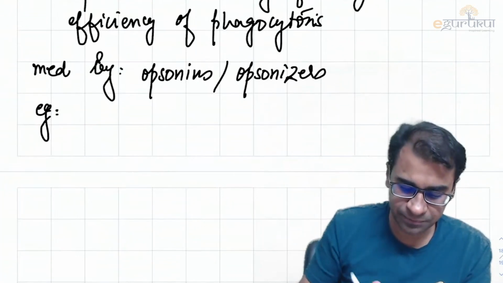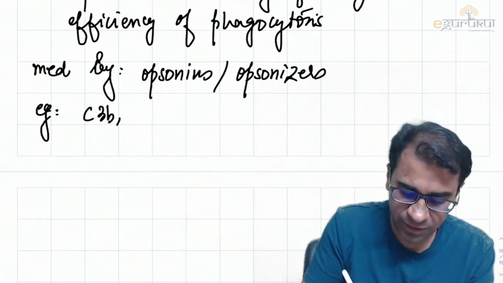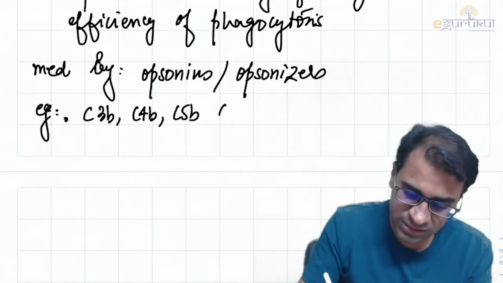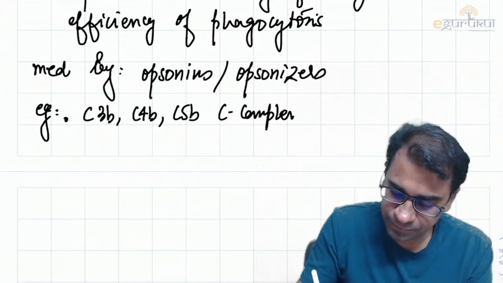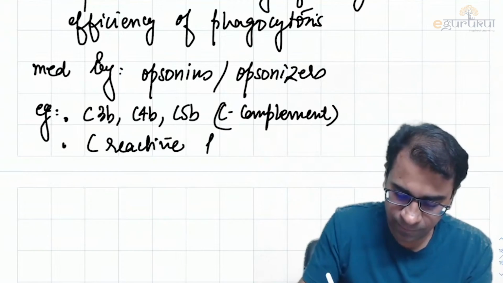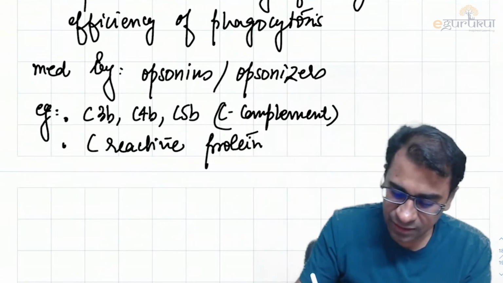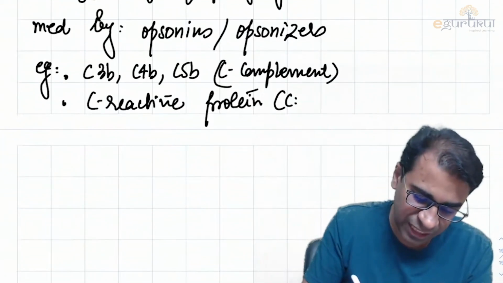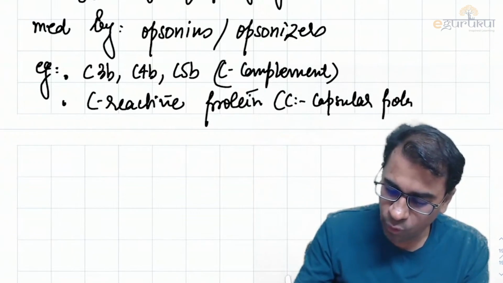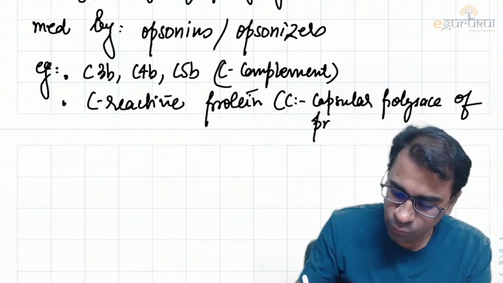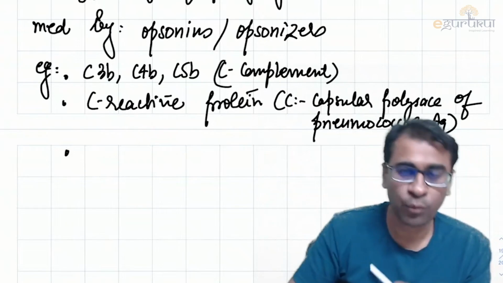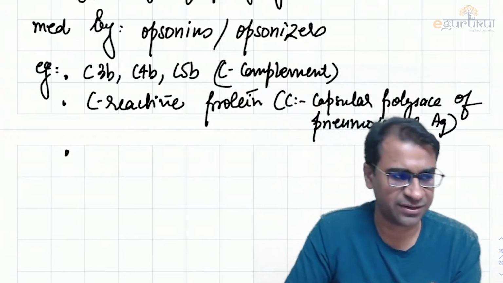The examples are complement C3b, C4b, C5b. C matlab complement. What is C here? C is complement. Okay. Next one is C reactive protein. Okay. Here the C, this one में यहाँ पर C is actually the capsular polysaccharide of the pneumococcal antigen, वो है the CRP. I'll talk about this separately also. Just first write the names.